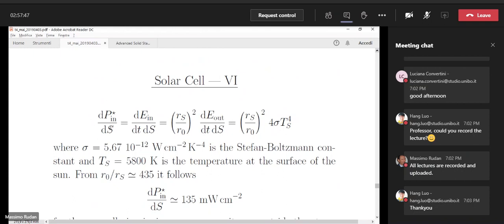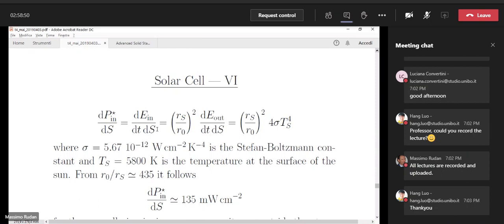Let's call dP in over ds star the power per unit surface that reaches the external edge of the atmosphere of the Earth, normal to it. So in the direction that goes straight from the sun to the Earth, but still on the outer edge of the atmosphere. So we do not include for the moment the absorption by the atmosphere, okay? This power is, of course, equal to the energy per unit time. This is the energy per unit time that impinges on the external edge of the atmosphere.